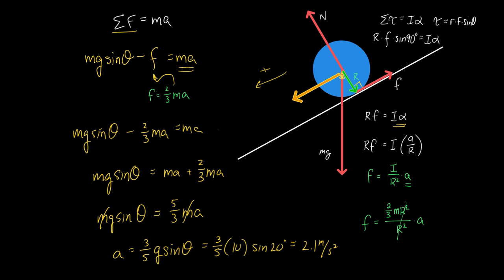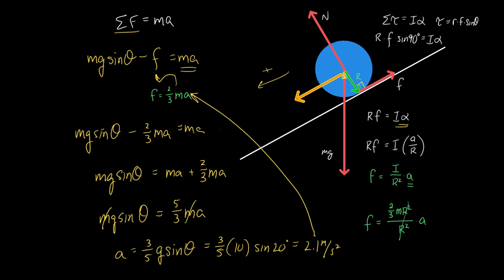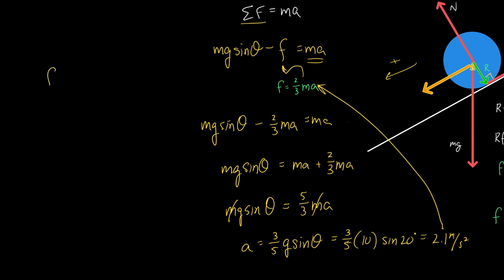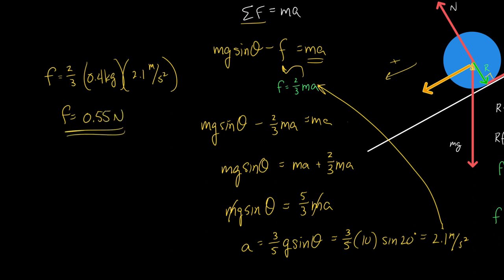Not bad, pretty easy. If I want to find friction now, I'll probably substitute right there. That's where you'll need the mass. So find the frictional force. I'll get friction equals 2/3 times 0.4 kilograms times 2.1 meters per second squared. And I find the friction to be itty bitty 0.55 newtons.